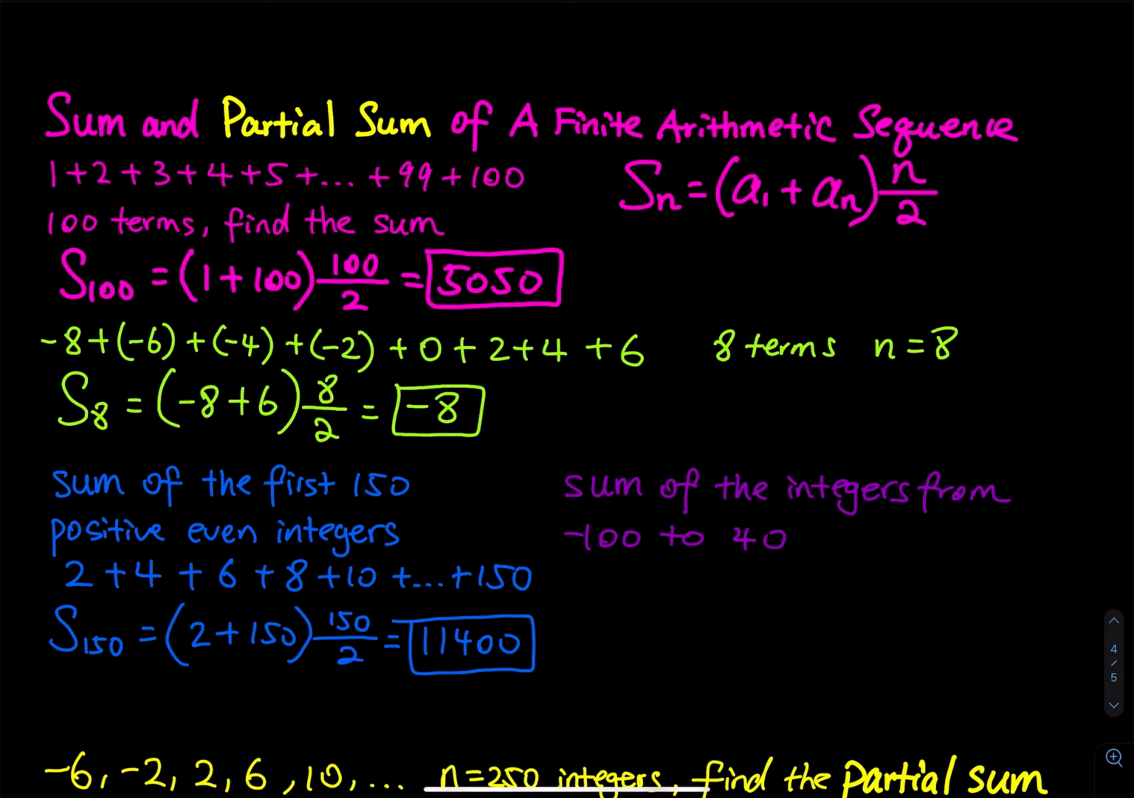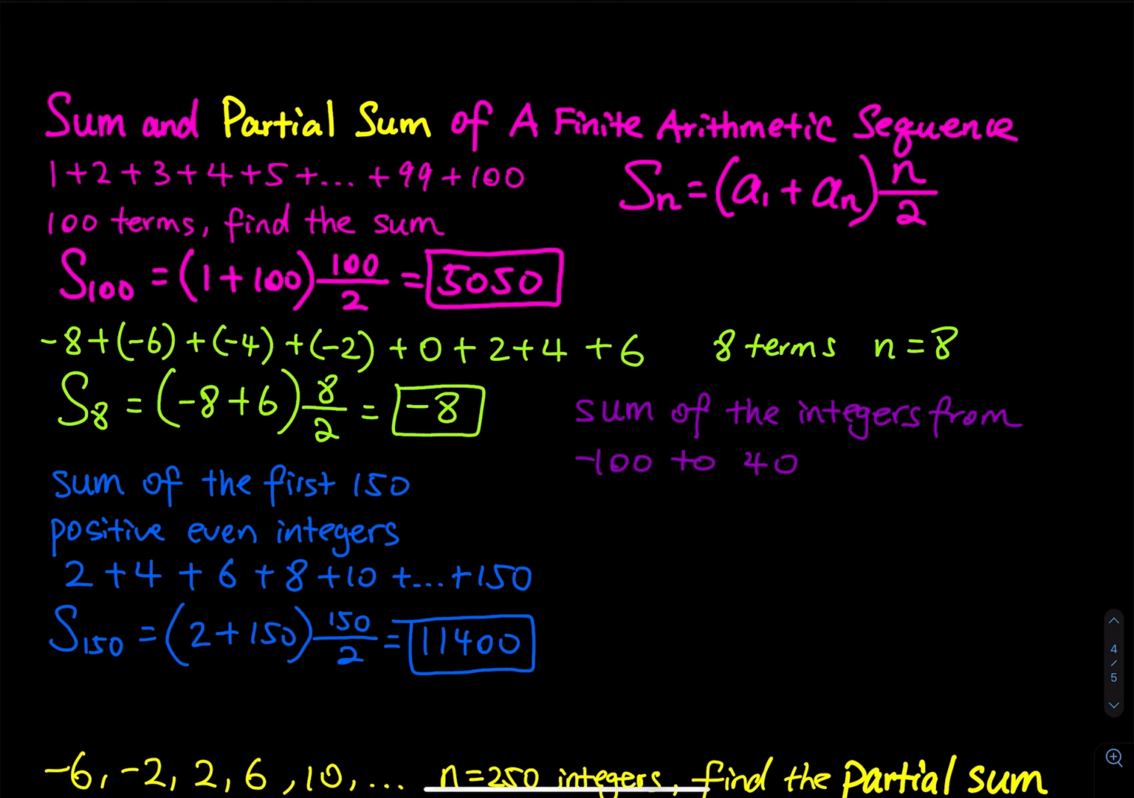Oh, do we count the 0? Is 0 positive or negative? We don't count 0. All right, and then sum of the integers from -100 to 40. So this one, allow me to save some space for myself. I'm going to move this up, from -100 to 40.